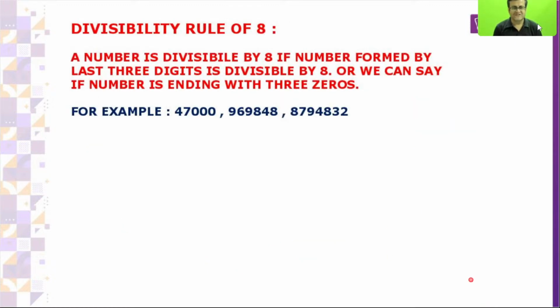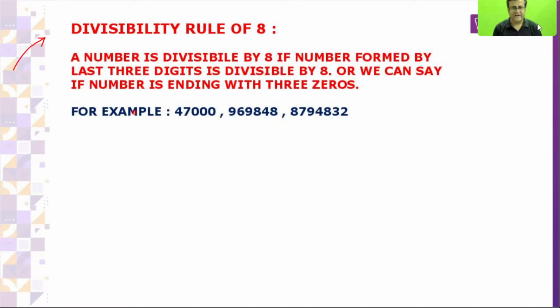Okay, let's move to the next divisibility rule. I hope everybody is enjoying the session and able to understand every single concept. I explained about 2, I explained about 4. In case of 2, last one digit. In case of 4, last two digits. In case of 8, in continuation, I'm taking 2, 4, 8.